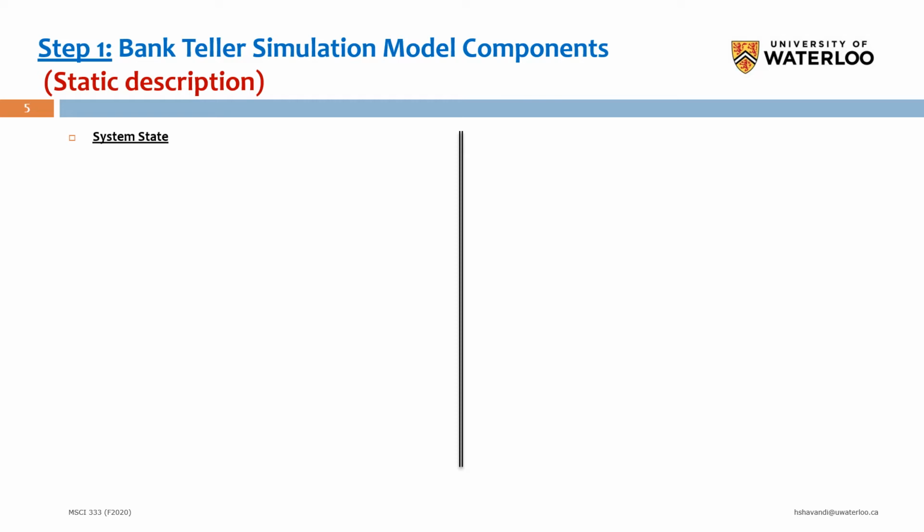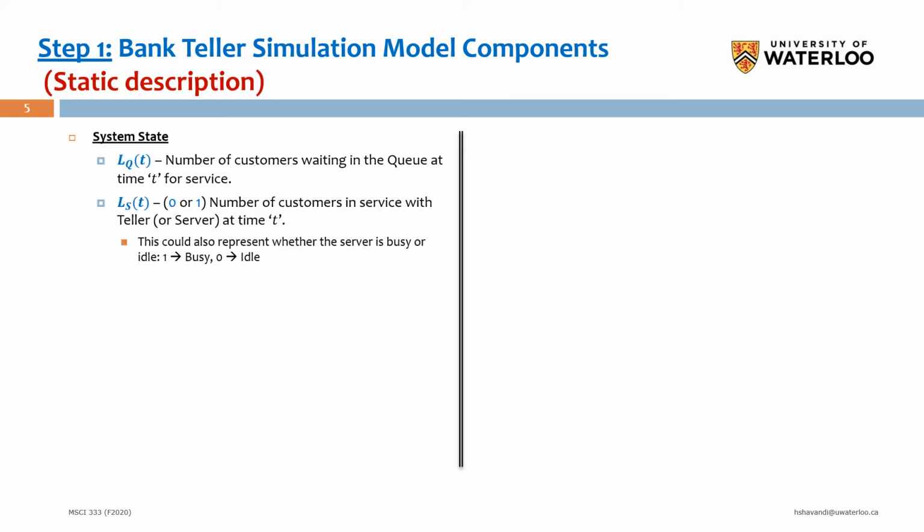Here we are going to formulate the static description, during the first step, for the bank teller system, which is a single server queuing model. For the system state, we define two state variables, LQ(t) and LS(t). LQ(t) is the number of customers waiting in line at time t, and LS(t) is the server's status. It could be 0 or 1: idle, or busy serving customers.